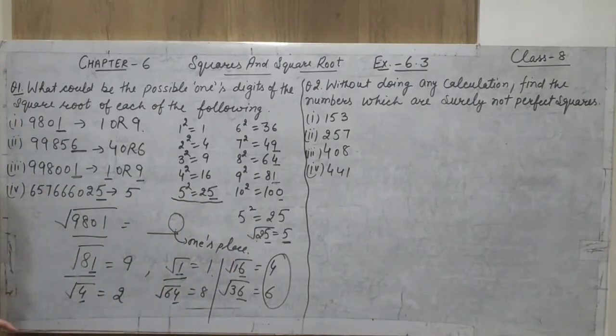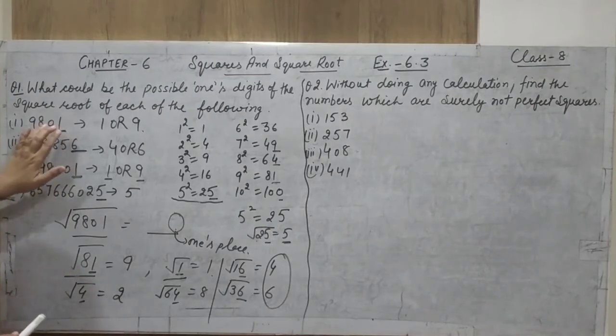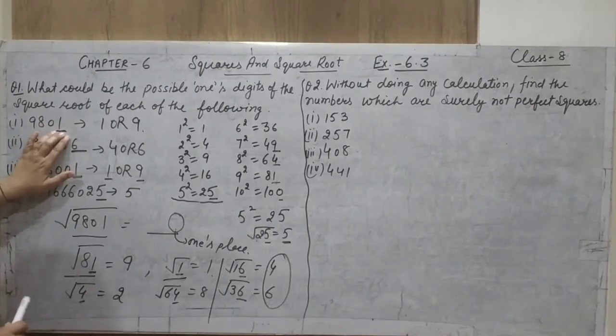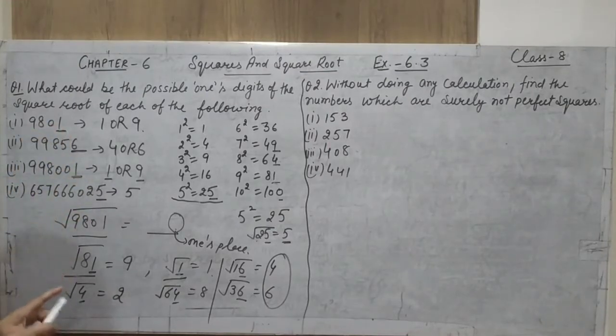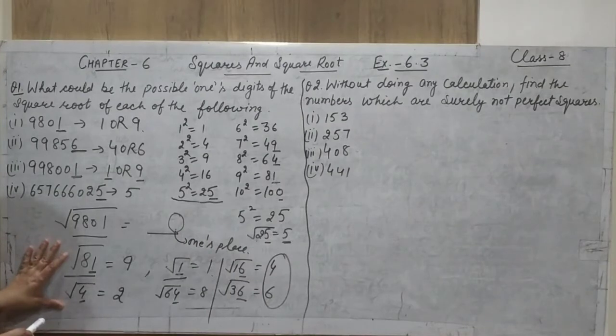Alright, so how do we write the answers? We can write that if in the question the unit place is filled with 1, then the answer's unit place is filled with 1 or 9. This must be written in your own language: for the square root, if the question's unit place is filled with 1, then its answer's unit place is filled with 1 or 9. Understand? These are found without calculations. So I hope you understand. You must remember these aspects, these properties.